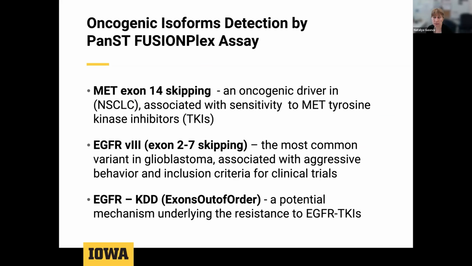I also want to put here that oncogenic isoforms are important to detect for several malignancies. MET exon skipping is an oncogenic driver in lung cancer and is associated with sensitivity to inhibitor treatment. EGFR exon 2-7 skipping is the most common variant in glioblastoma and is associated with aggressive behavior. Another interesting isoform we can detect is kinase domain duplication in EGFR. It is also a potential mechanism underlying resistance to EGFR inhibitors.